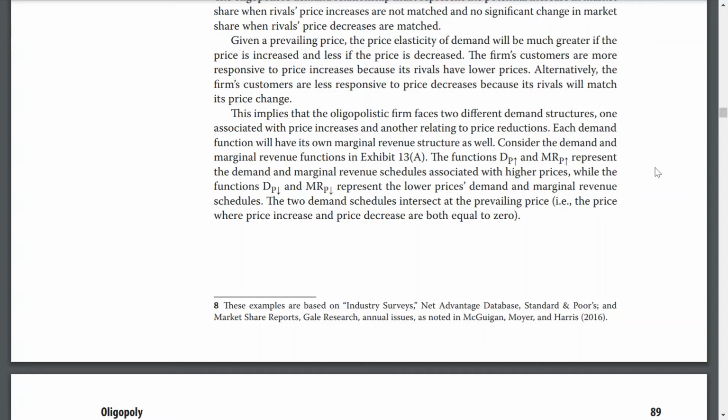Considering the demand and marginal revenue functions in Exhibit 13A, the function D_IncP and MR_IncP represents the demand and marginal revenue schedules associated with higher prices, while the function D_DecP and MR_DecP represents the lower price demand and marginal revenue schedules. These two demand schedules intersect at the prevailing price, the price where price increases and price decreases are both equal to 0.